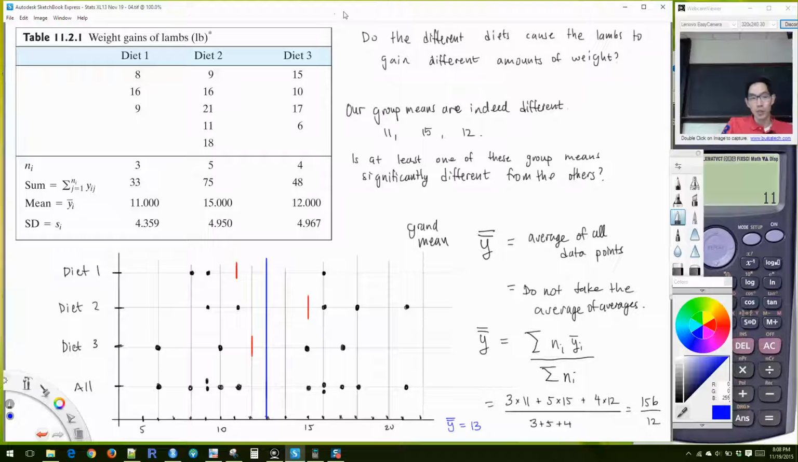So looking at our plot now, how do we feel? Maybe, maybe not. Okay. Just taking into account the individual variation that does exist, it seems like there's a lot more variation just from lamb to lamb than there is between diet to diet, at least with this many data points.